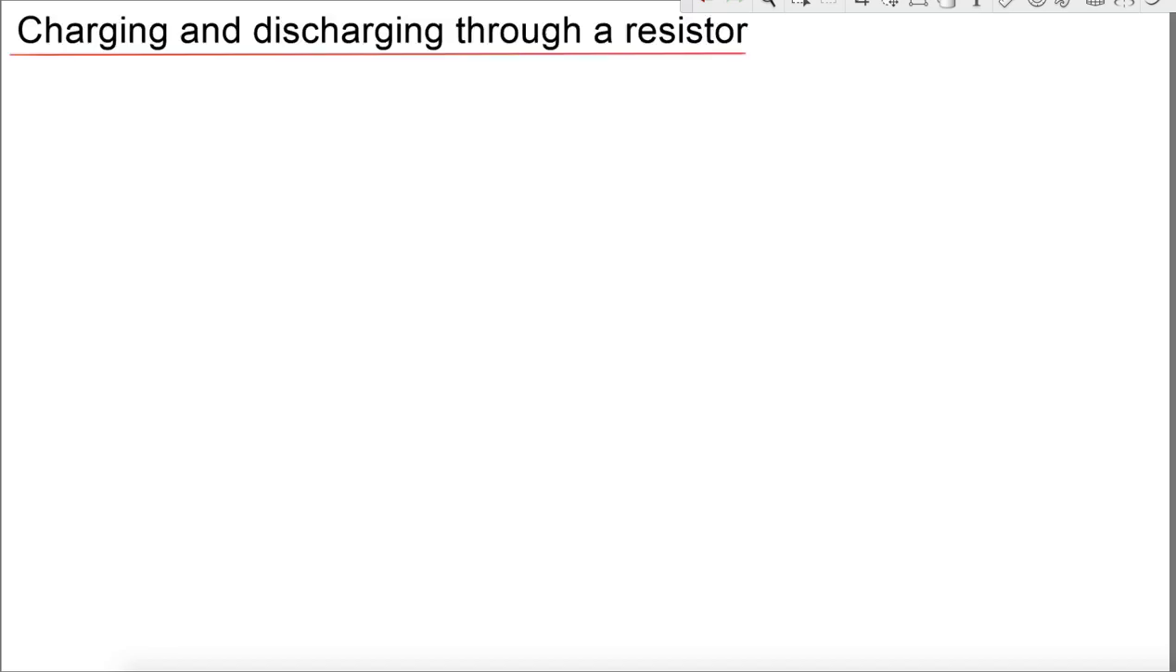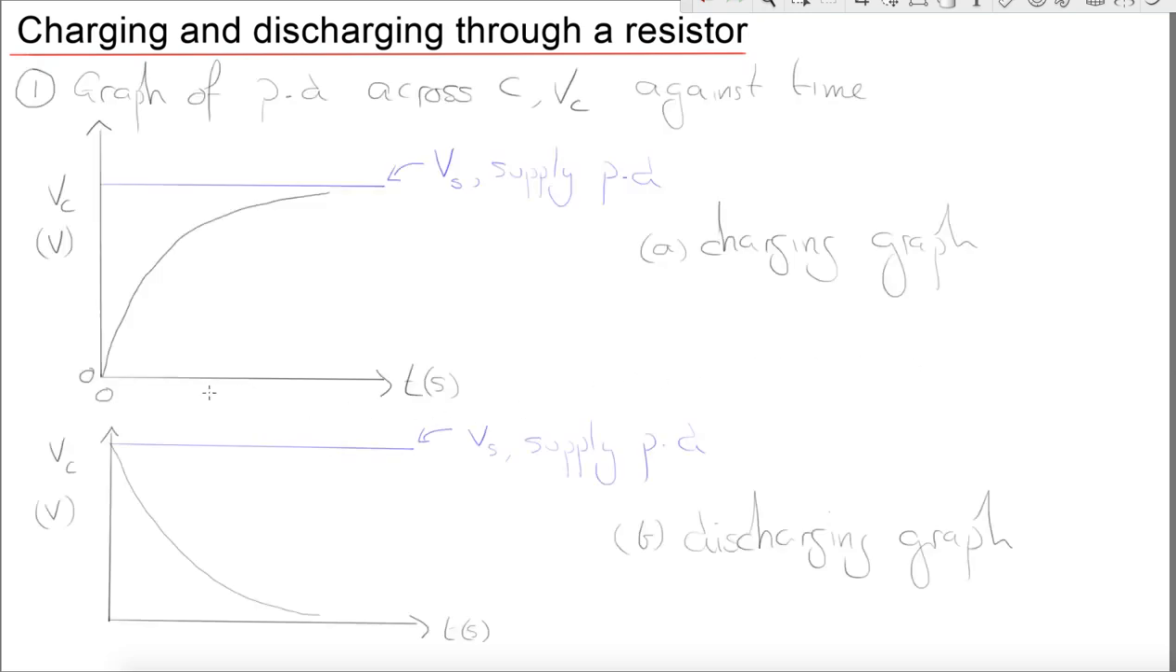Let's look at the graphs then. Well, as we charge, the PD across the capacitor rises towards the supply PD. It becomes asymptotic to the supply PD. We would say it has reached it because it gets really, really close. And the PD across the capacitor, sorry, this is the discharging graph. The charging graph does this for the PD across the capacitor.